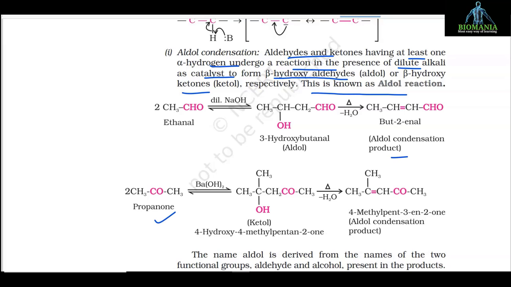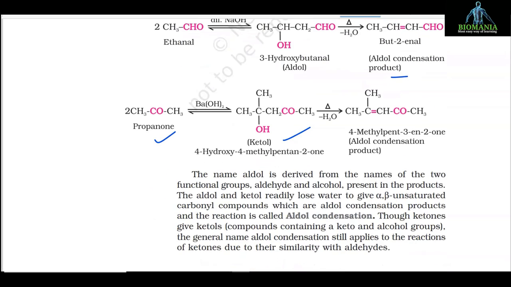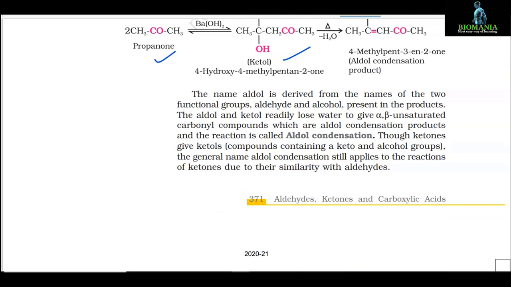And the same reaction with propanone and barium hydroxide forms the ketol, and then on heating, it forms 4-methylpent-3-en-2-one, that is the aldol condensation product. The name aldol is derived from the names of the two functional groups, aldehyde and alcohol, present in the products. The aldol and ketol readily lose water to give alpha beta unsaturated carbonyl compounds, which are aldol condensation products, and the reaction is called aldol condensation.